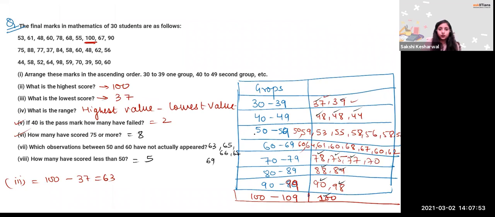It says from 50 to 60. Oh, I wrote from 60 to 70. Yeah, it's 50 to 60. Wait a minute, I'll do this. Just see this.